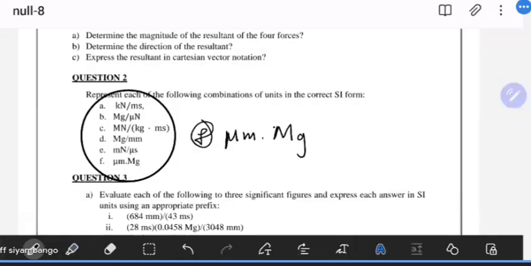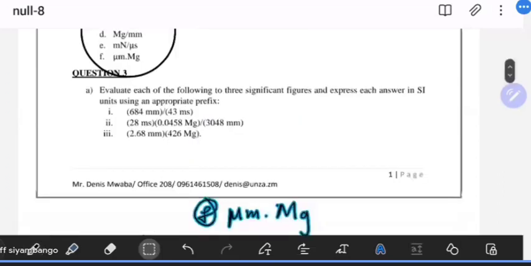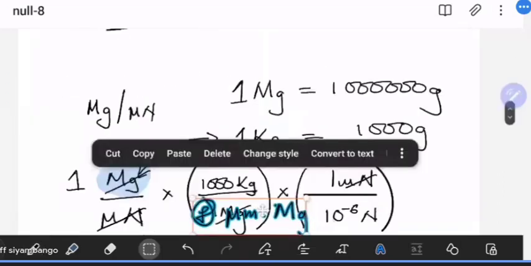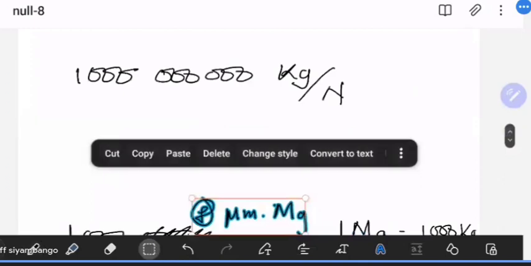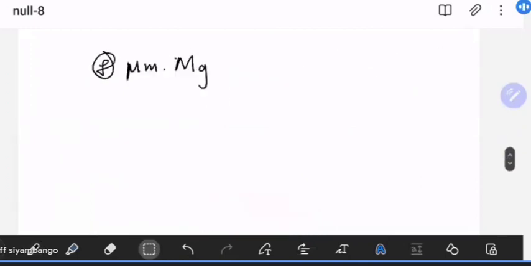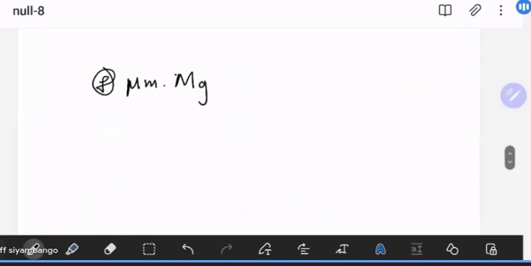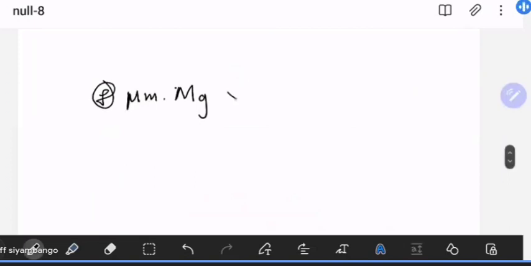Okay, so let's look at F in this case. It's still the same question. Now for F, how do you approach it? We have the micrometer and the megagram there. So how does it go? It's not really very different from what we have been doing. It's the same approach.